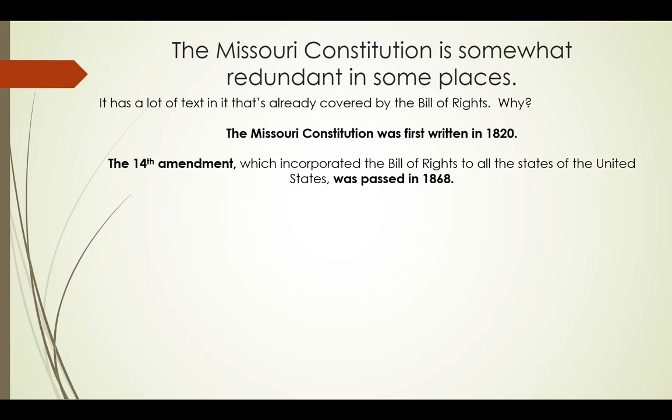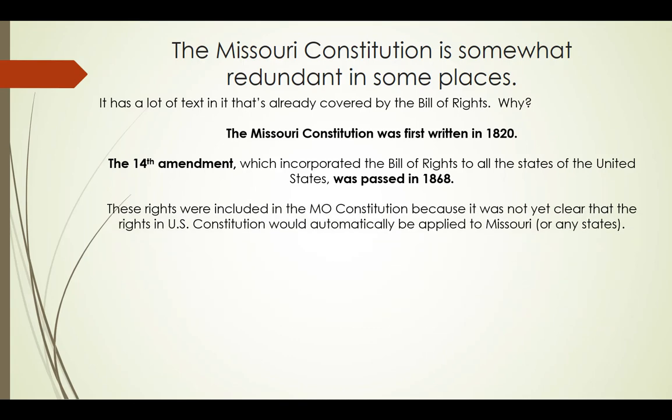The 14th Amendment says that everything in the Bill of Rights, all these individual rights for citizens in the United States Constitution, will almost all apply to every single state. But the 14th Amendment hadn't been written yet, and it wouldn't be written for 48 more years. So when we originally wrote the Missouri Constitution, we included things like freedom of speech that were in the U.S. Constitution and that Missourians really liked, but we weren't sure if it applied to the state or not.